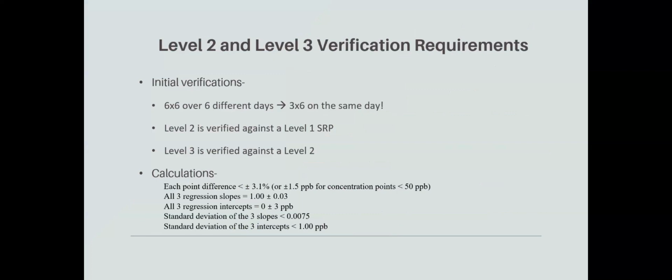I mentioned before, it used to be this 6x6 that occurred over 6 days. Well, now it can be a 3x6 that occurs all in the same day. So when you send your level 2 to EPA, they should be able to get it all done in one day and then send the instrument back to you. If you're verifying your own level 3, you can do that all in one day. So yeah, level 2s are always verified initially against the level 1 SRP. All level 3s are verified against a level 2 initially.